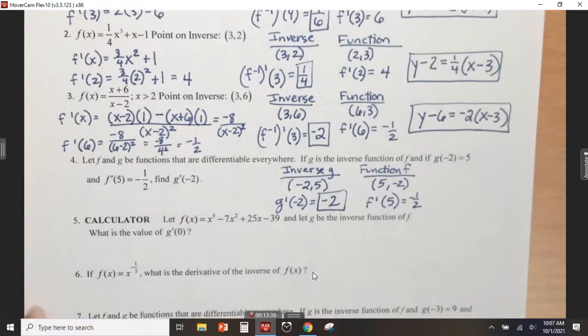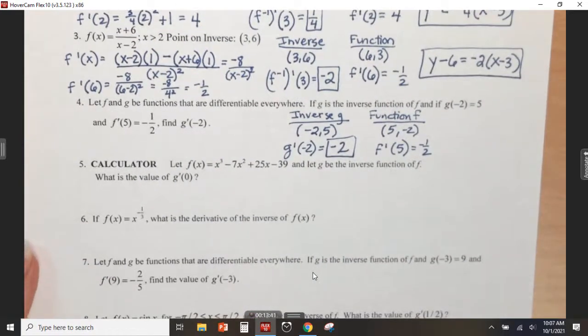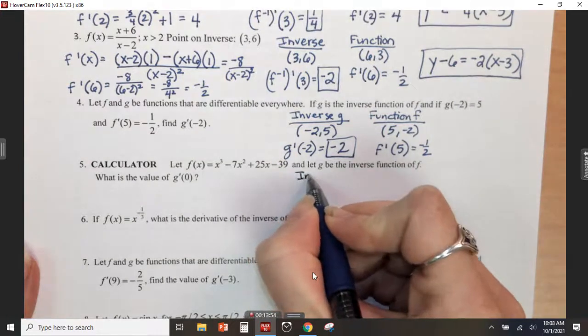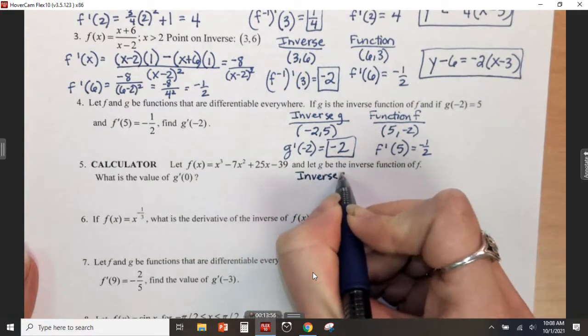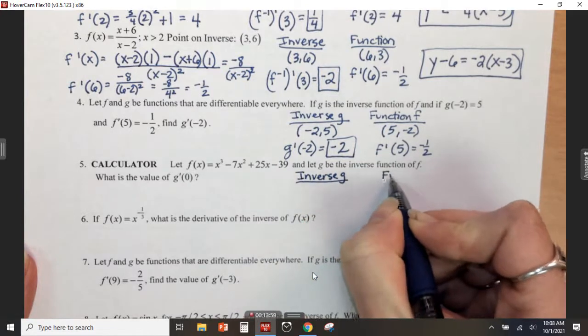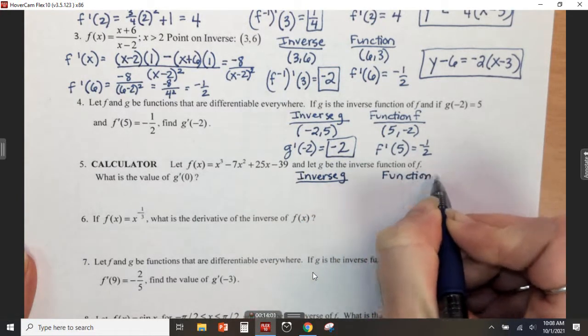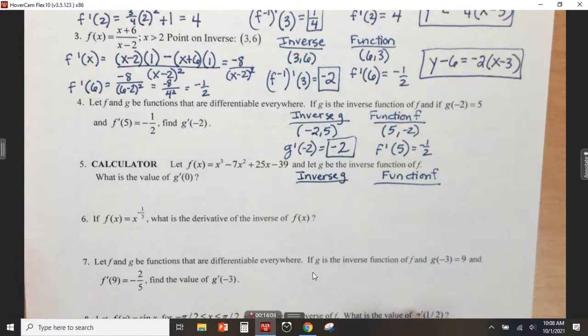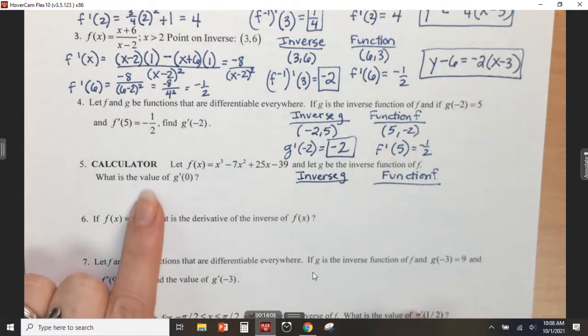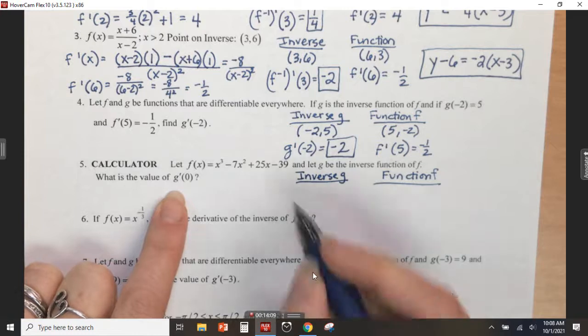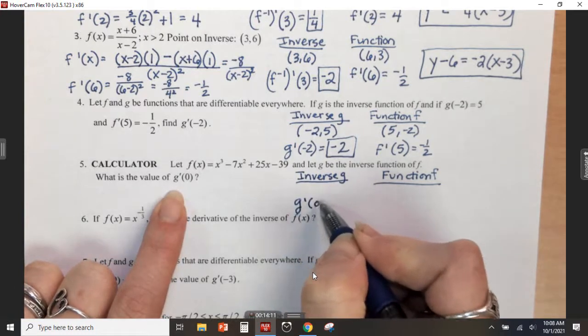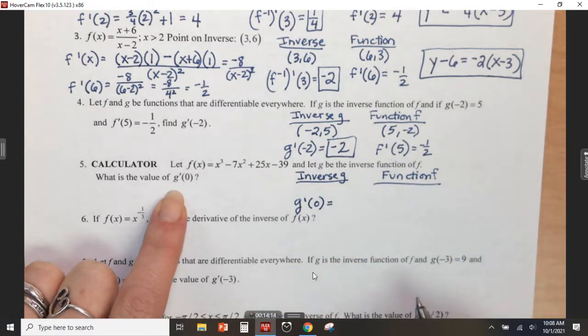All right, number 5 is a calculator problem. It says, let f of x equal x cubed minus 7x squared plus 25x minus 39, and let g be the inverse function of f. So I'm going to say the inverse is g, and the original function is f. They want us to figure out what is the value of g prime of 0. G prime of 0 equals what? That's what we have to figure out.